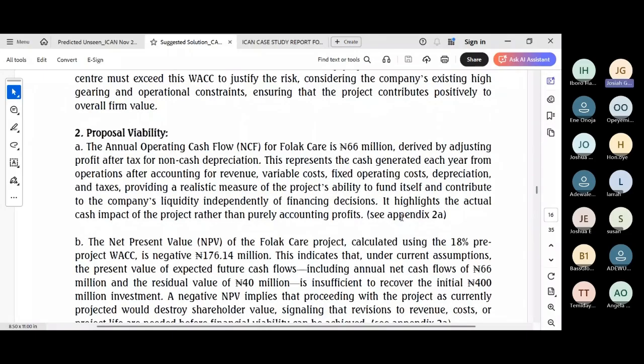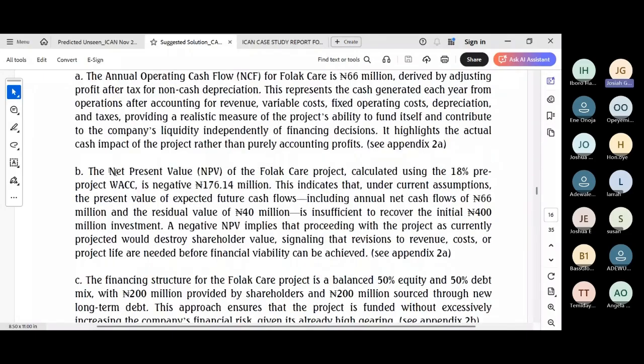So we're looking at the project's viability right now. Now we come to the NPV to talk about what we've computed and the negative number. We're saying that the negative NPV implies that proceeding with the project as currently projected would destroy shareholder value. And we said we should see this appendix.